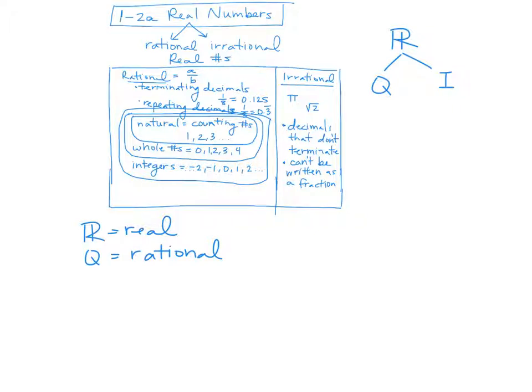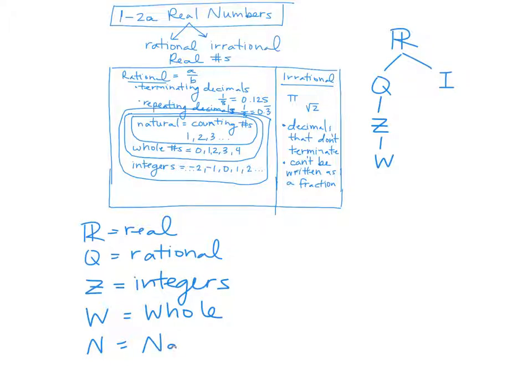Where am I at? Z would be the next one down. Z is integers. W is the whole numbers. And N is the natural numbers. Okay, so you can kind of see the relationship between them that way. Please don't stress trying to memorize them. At times you might see those abbreviations. I just want you to know which is which. Okay? Questions on that?